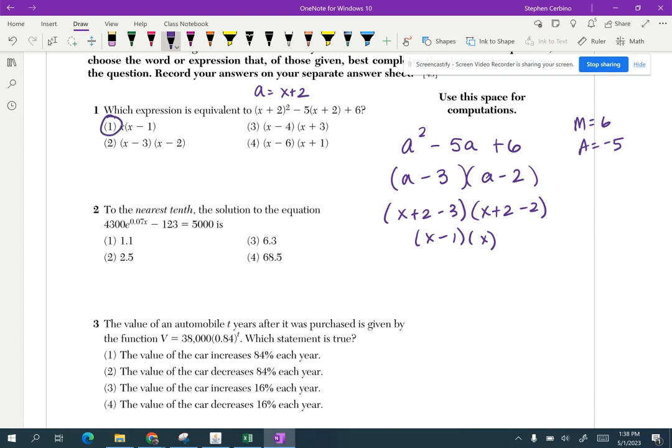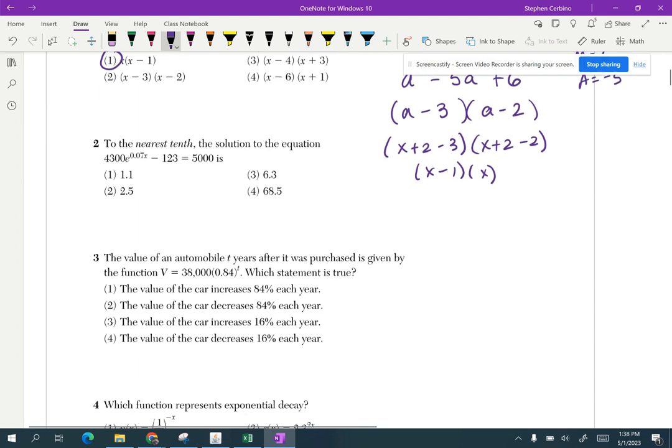Now, there are other ways of doing that problem. Like you could have multiplied out the original expression and saw what it was equivalent to. You also could have just graphed it, so where they intersected the x-axis, and graphed your 4 choices and saw which one was the same. But that would be the algebraic way of doing that one.